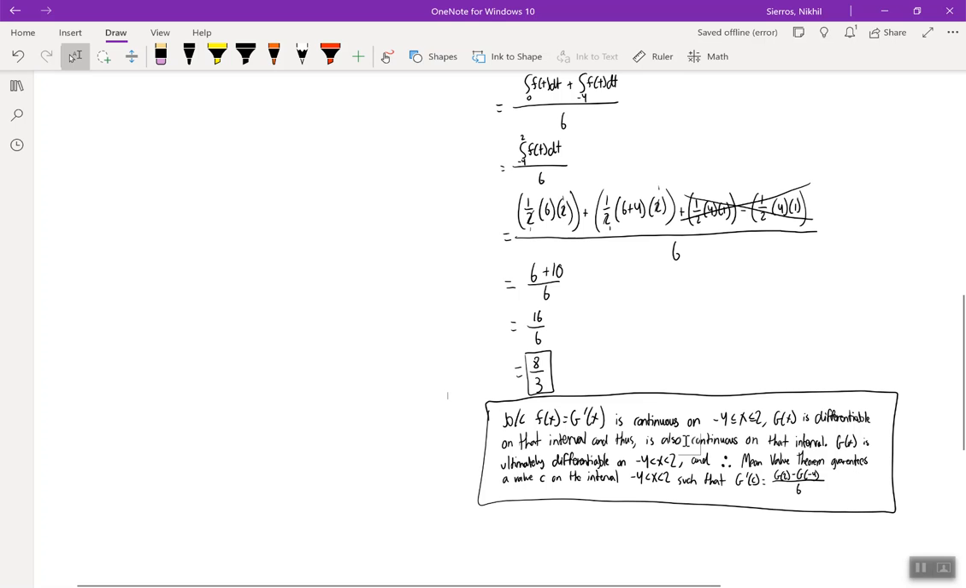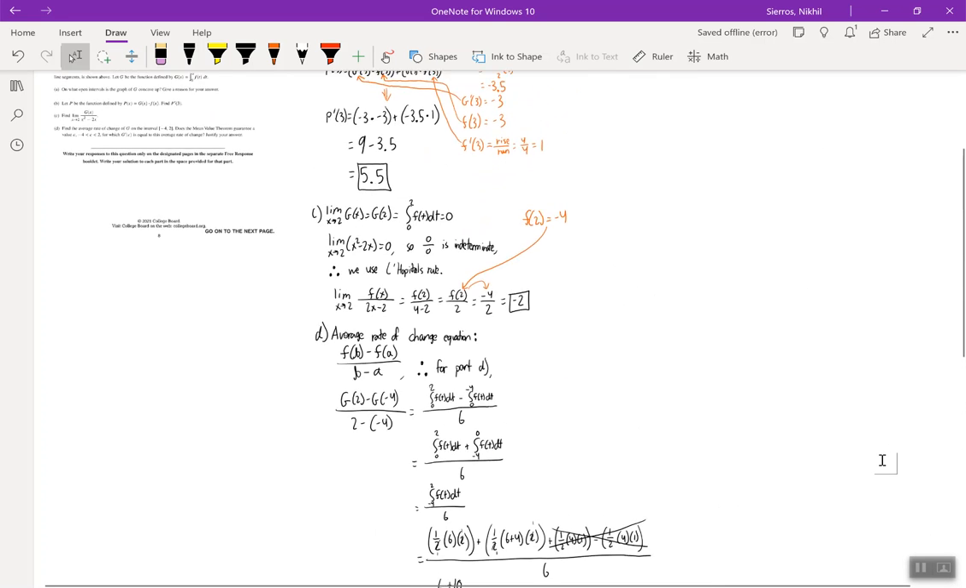Because f of x, which is equal to g prime of x, is continuous on negative 4 less than or equal to x less than or equal to 2, g of x is differentiable on that interval, and thus it is also continuous on that interval. g of x is ultimately differentiable on negative 4 less than x less than 2, and therefore the mean value theorem guarantees a value c on the interval negative 4 less than x less than 2, such that g prime of c is equal to g of 2 minus g of negative 4 over 6. And that right there is the answer to part D.